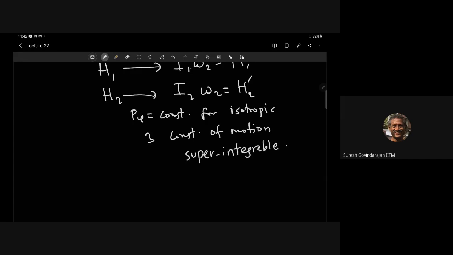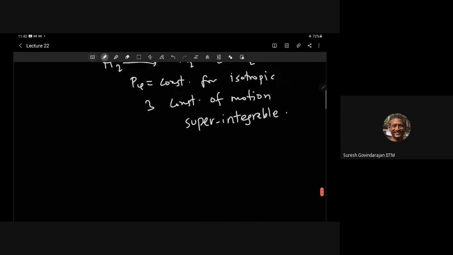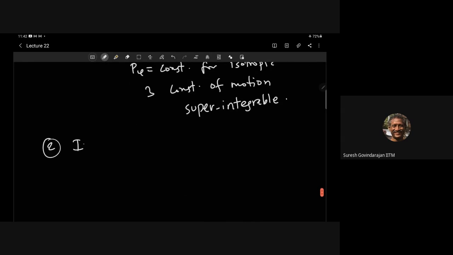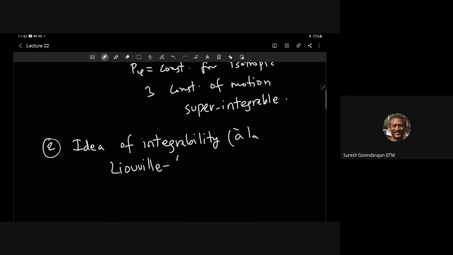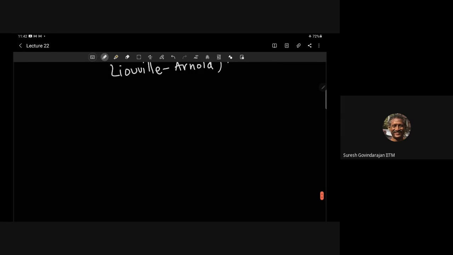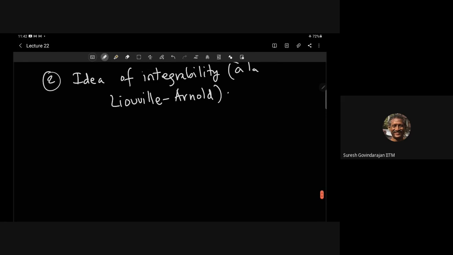Okay. So that's the thing. Also, the second thing is the idea of integrability. This is something which Arul introduced. So what does that say? It says that you should find n constants of motion in involution.